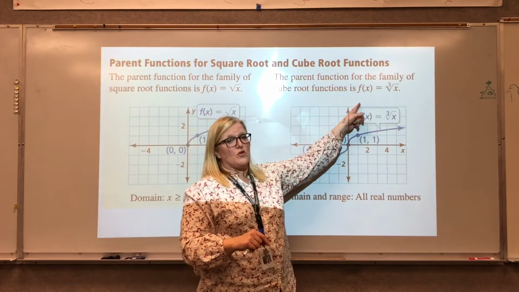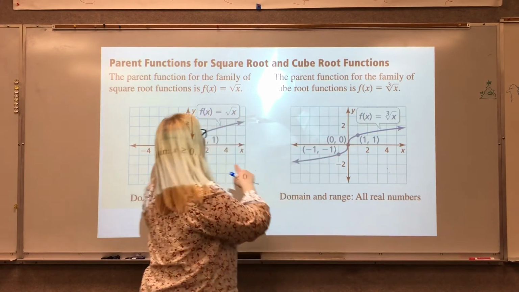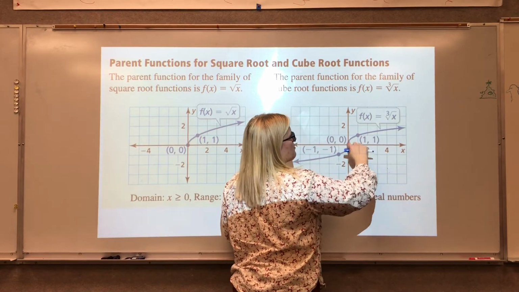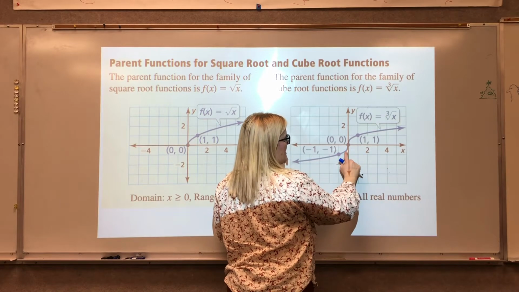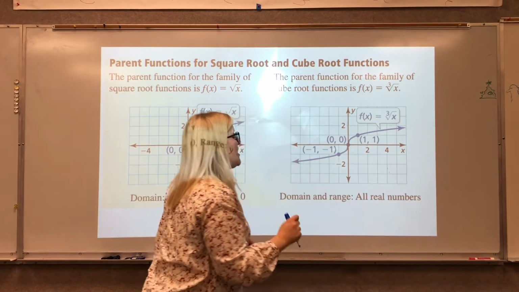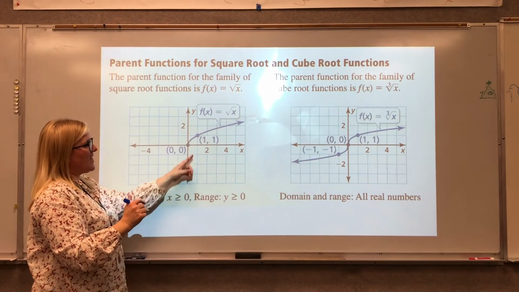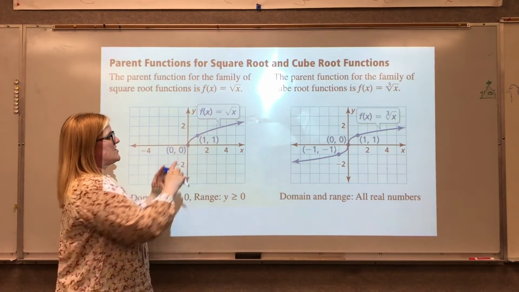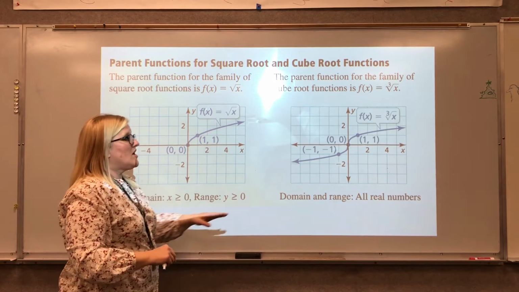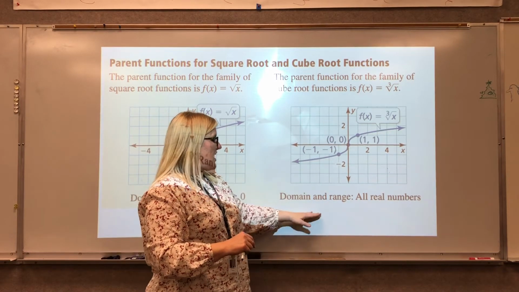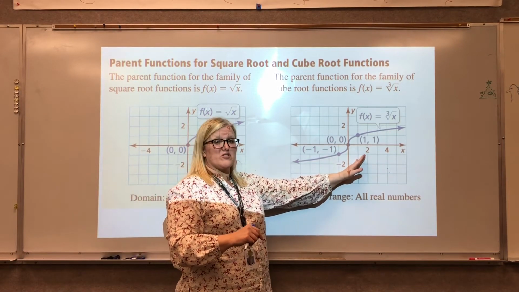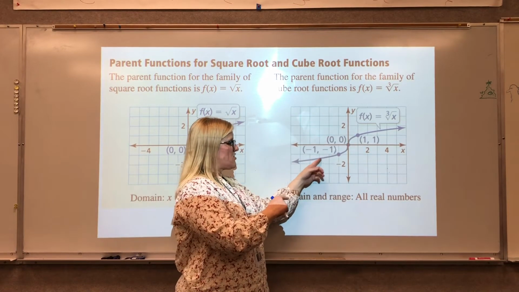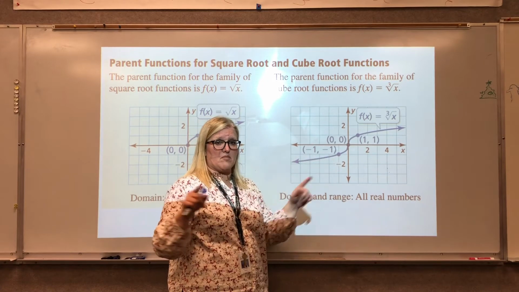Now the cube root function looks very similar to this. It's a little steeper, but then it has that same thing going in this direction. One thing to point out is my domain and my range for the square root are both above 0. You can see it's all in the first quadrant. But for the cube root, my domain and range are all real numbers, because these are going to keep going out forever and get bigger forever.